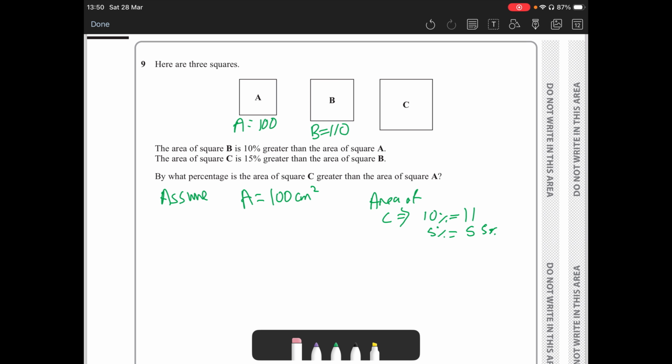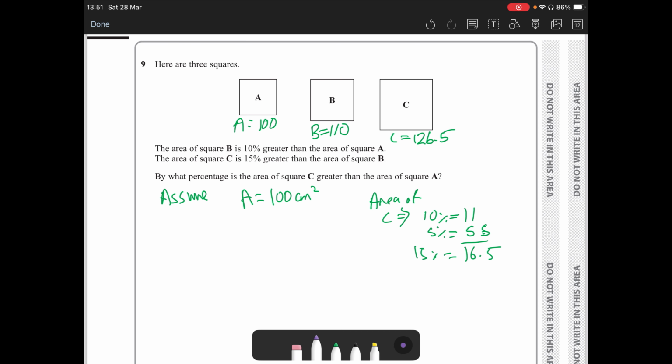I'm not actually doing percent. I'm doing centimeter squared, aren't I? So add those together. 15% means it will be 16.5 more than B, right? So we can argue C is 126.5. Yeah. So we've increased A by 10%. We've increased B by 15%, and we've got the areas of A, B, and C respectively.